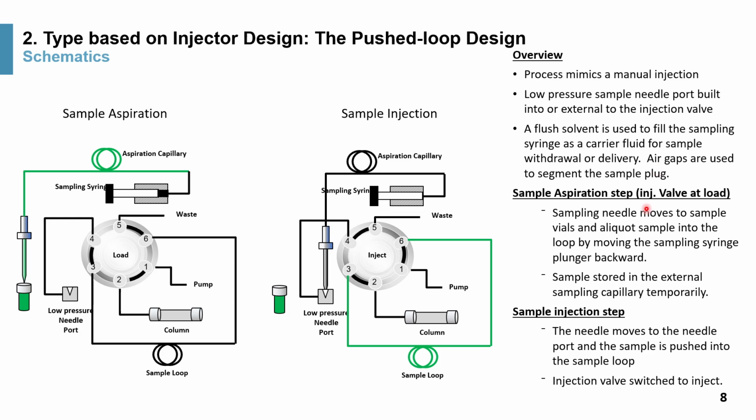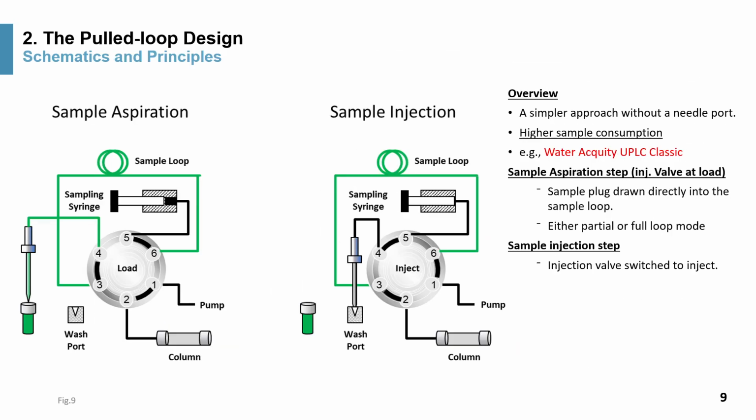Air gaps are often needed to keep the sample plug from mixing with the flush solvent. And here it describes what happens at the load position and what happens at the injection step. The next one is the pull loop design. The pull loop design is a little bit simpler because it does not need a needle port, right? A simpler approach without a needle port.